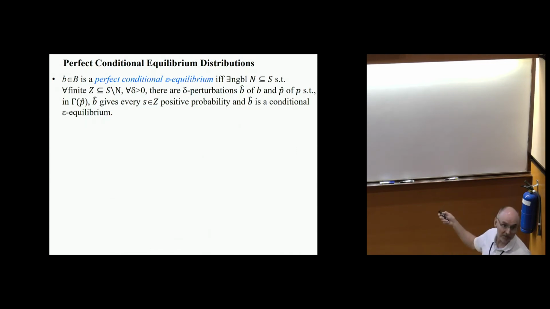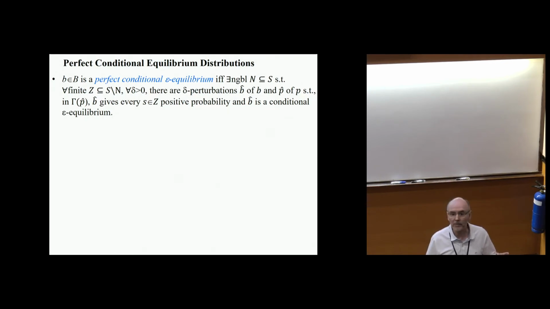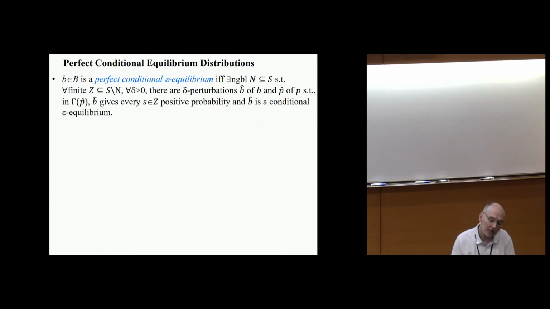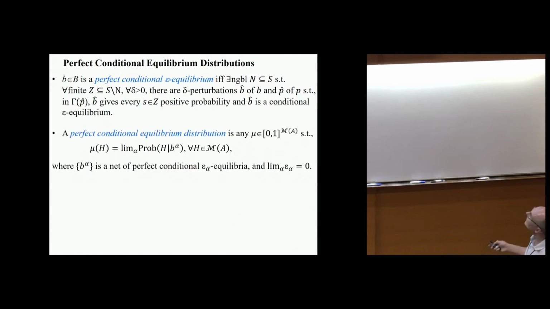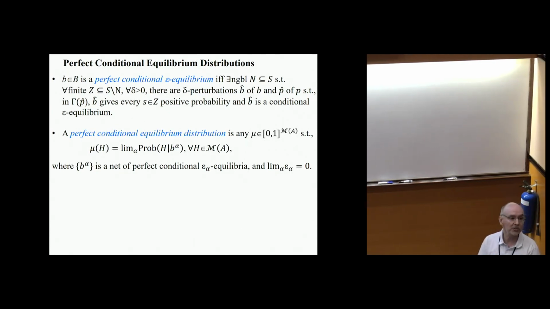But what you could do is you could take a sequence of these, and by the way, I'll give you an existence theorem for this, for perfect conditional epsilon equilibrium strategy profiles. And you could imagine looking at the path of play that comes out of a perfect conditional epsilon equilibrium for every epsilon, taking the limit and looking at the limiting path of play, if that's something you might care about. And so that's what we call a perfect conditional equilibrium distribution.